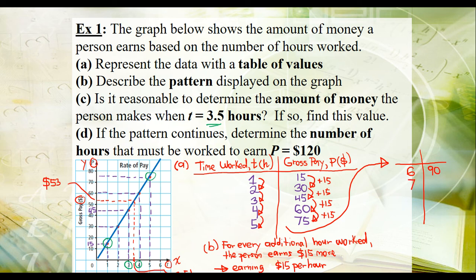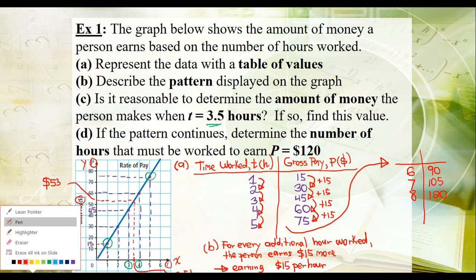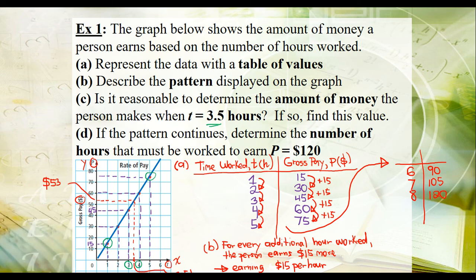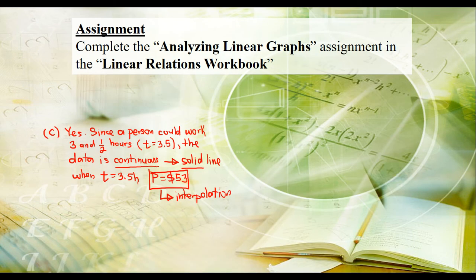If you work 7 hours, you'd add another 15, so that'd be $105 earned. And if you worked 8 hours, you'd add another 15, which would be $120. Okay, so that's going to be my solution. By extending the table, I was able to figure out that in order to earn $120, you need to work 8 hours. So let's fill that in.